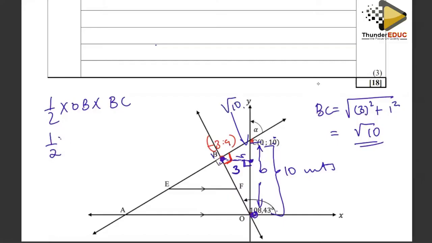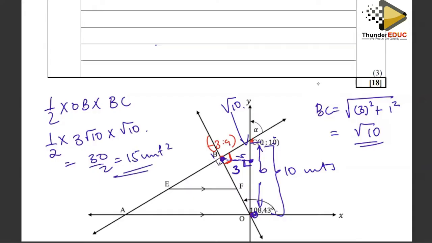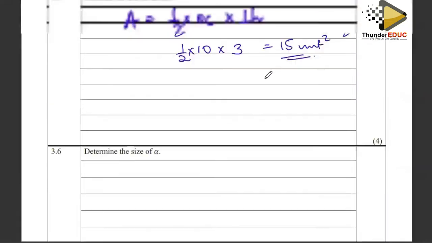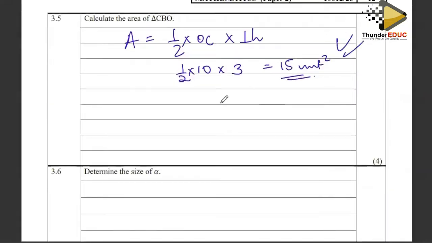Then I have a half times 3 square root of 10 times the root of 10. What does this give us? Root of 10 and root of 10 gives us 10, so it's going to be 30 divided by 2, and that is 15 units squared again. So I'll take my approach to be the quickest. That is that for 4 marks. The examiners are now generous. All right, 3.6.